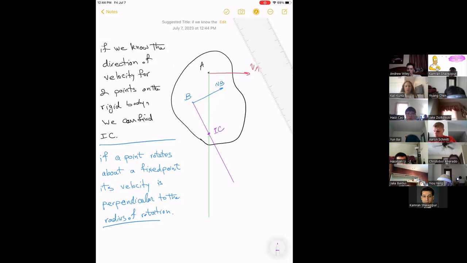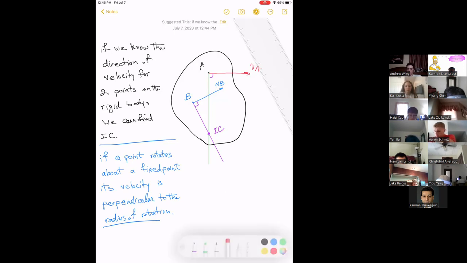Why? Because both of them rotate about a fixed point, right? So if you have any object and you know the direction of two velocities, you can draw two lines perpendicular to the velocity and find IC. Does that make sense?